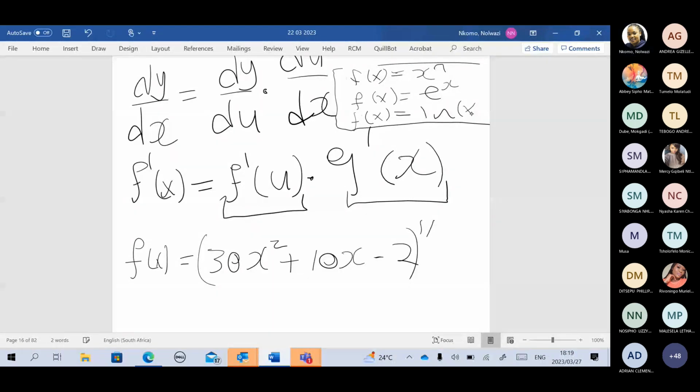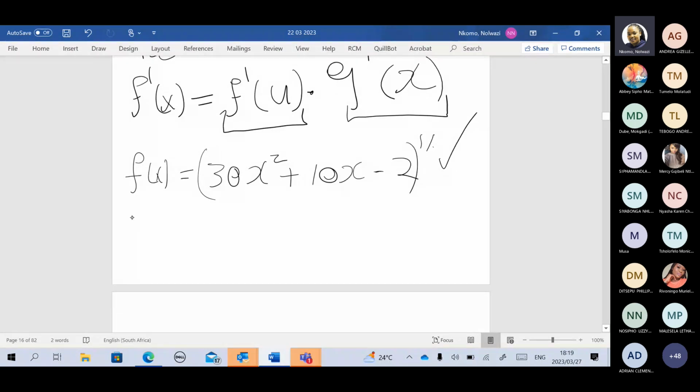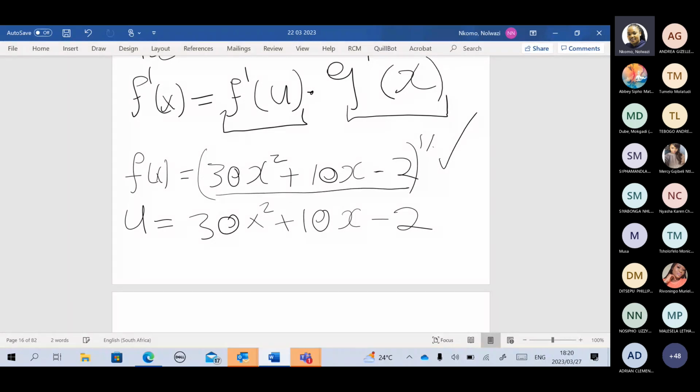Here we don't have the exponent, we don't have the base e, and we don't have ln. We only have a function to the power 11, right? Meaning we have to write this function in the first form, right? We introduce a new variable, which will be u. So we have u equals 30x squared plus 10x minus 2. And then if this is equal to u, that means our f of x would be u to the power 11, right? This is our function now.